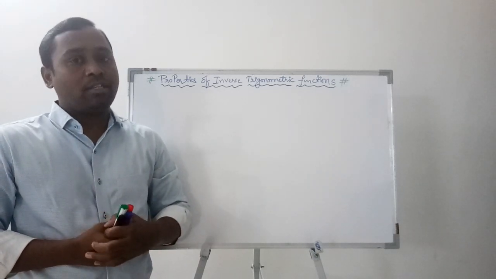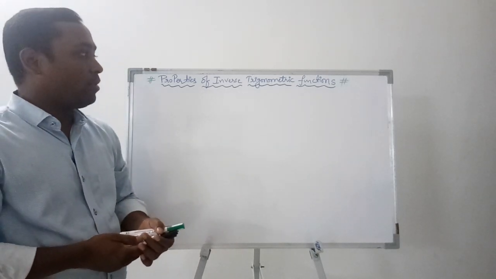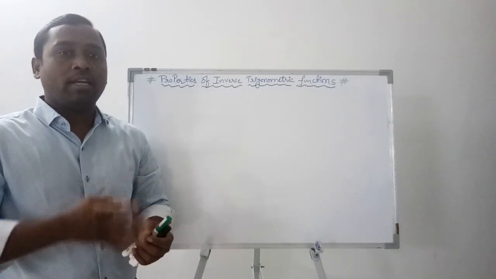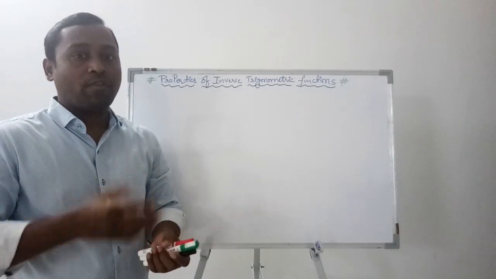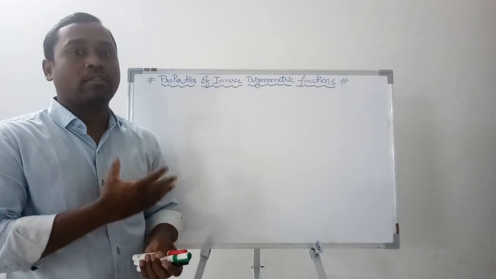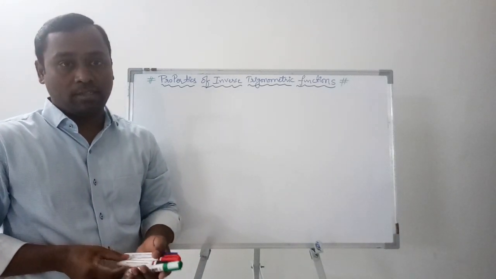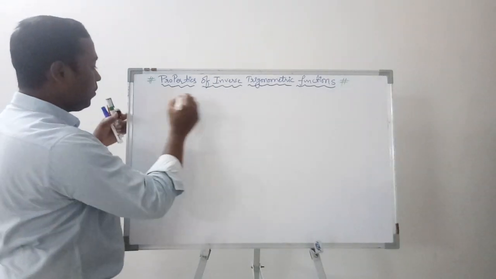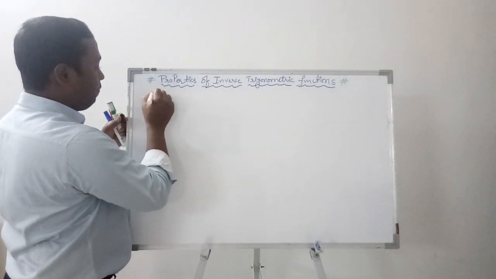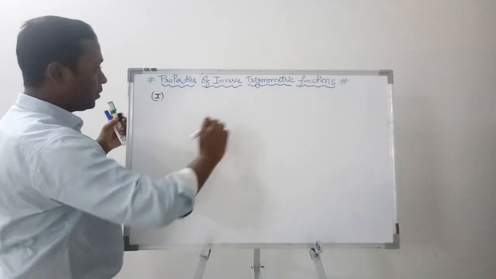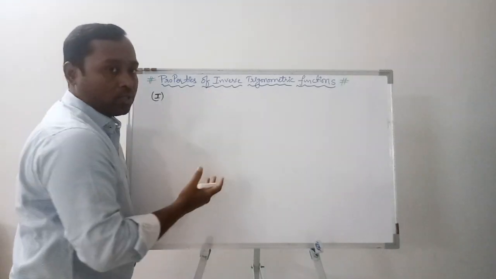So let's start with the class today. I am dividing the entire set of formulas into 4 groups. First we will discuss group 1 formulas, then group 2, then group 3, then group 4. So what are group 1 formulas? The first group formulas are, or we can also say, properties of inverse trigonometry.